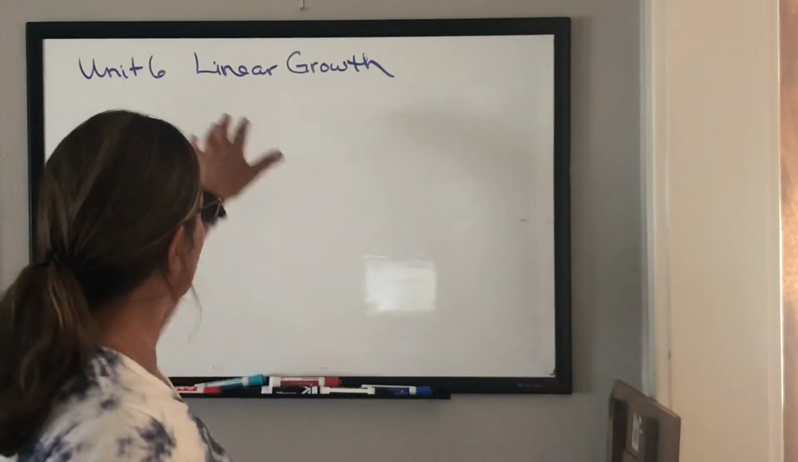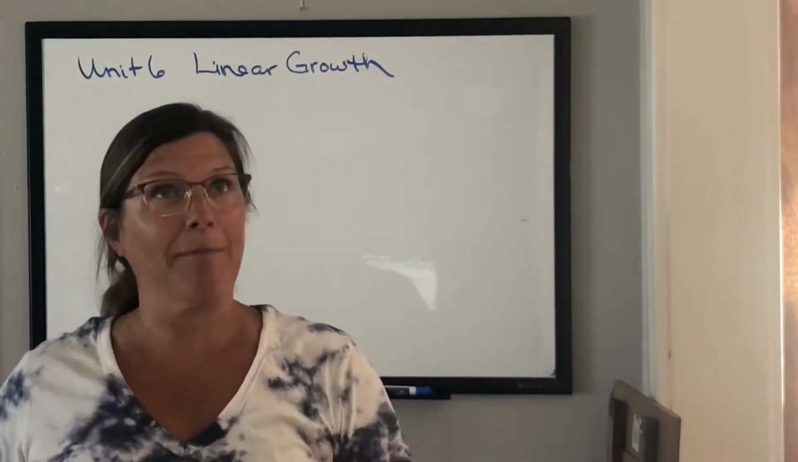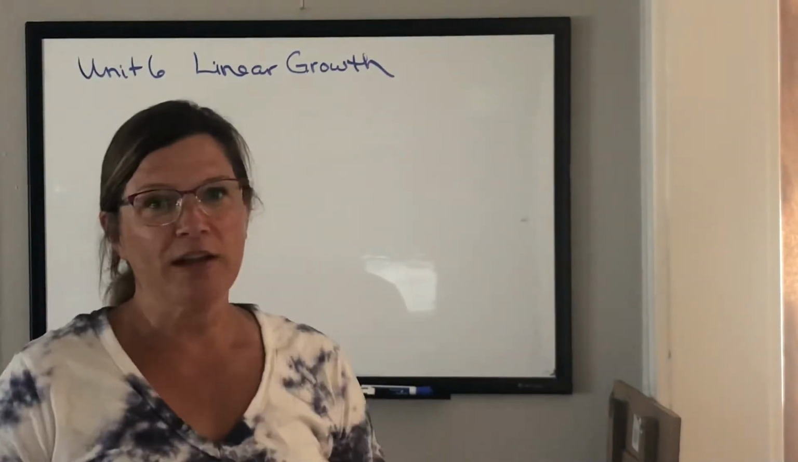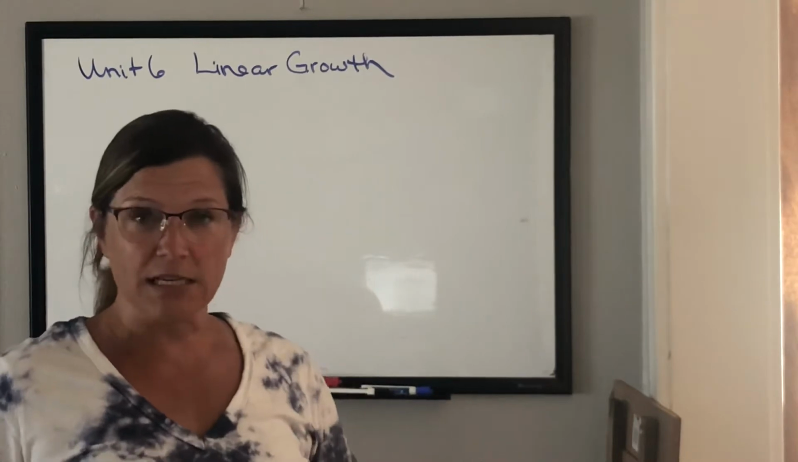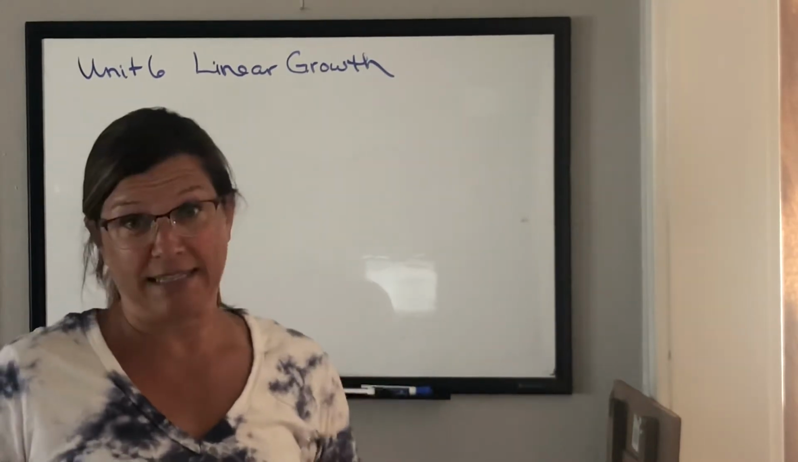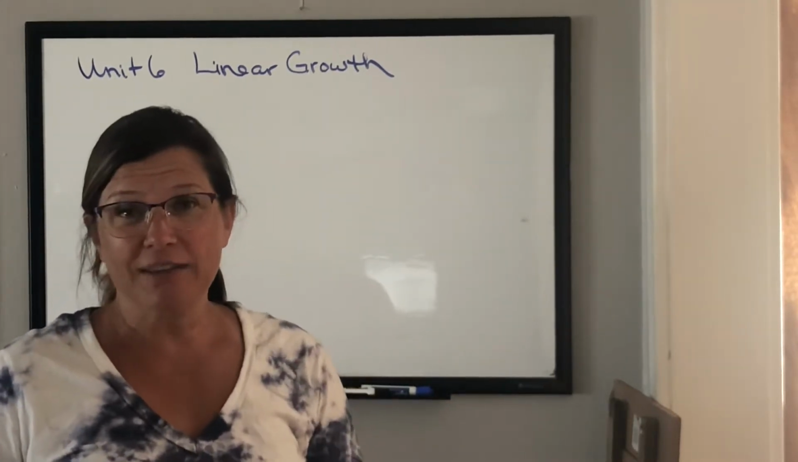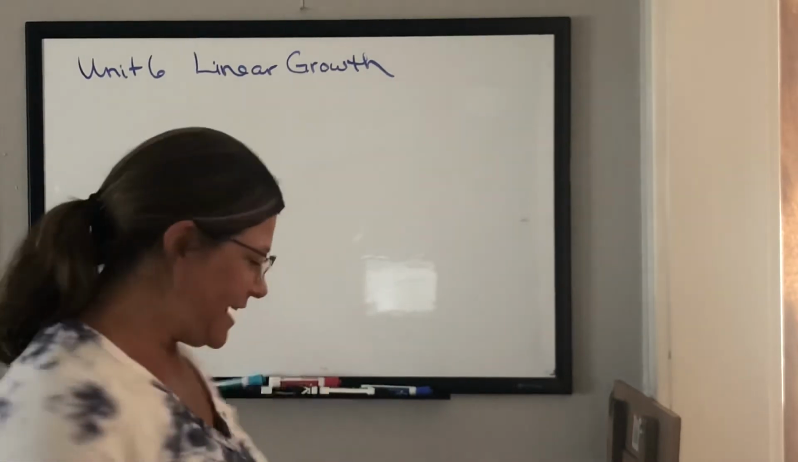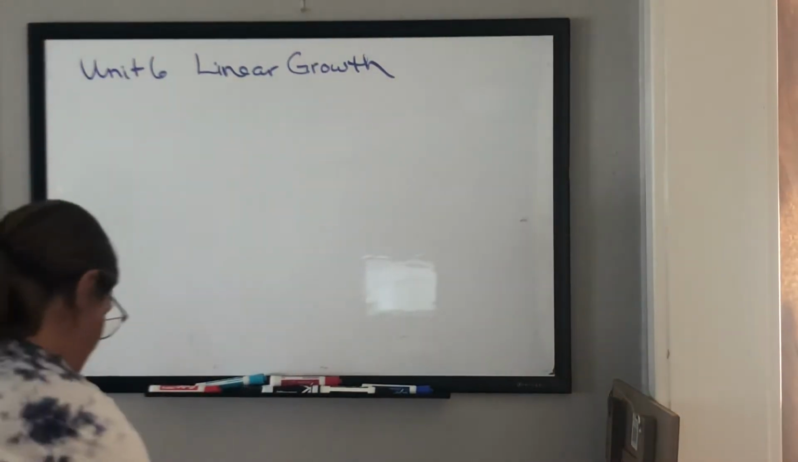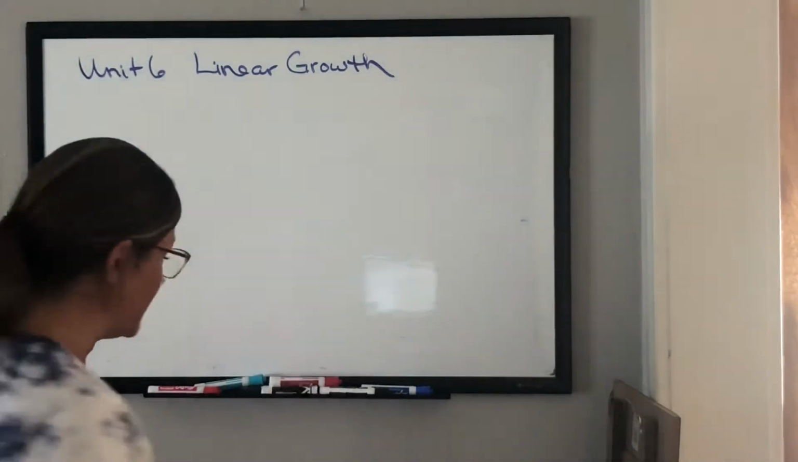But linear is going to, if we graph it, make a line. So it grows at a constant rate where we're adding or subtracting something every time. So linear is always adding or subtracting. Let's take a look here. We're going to give you two different types of formulas.